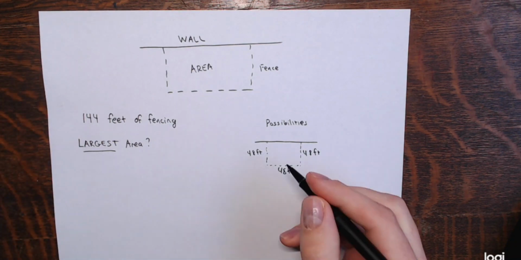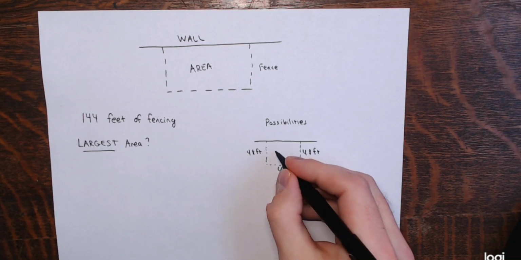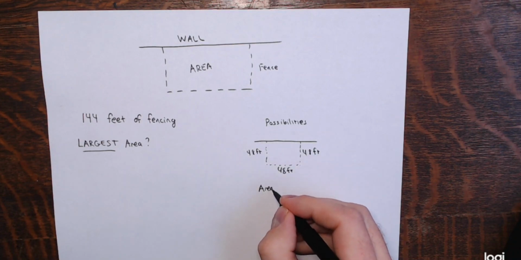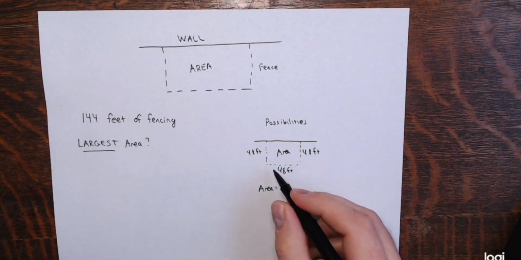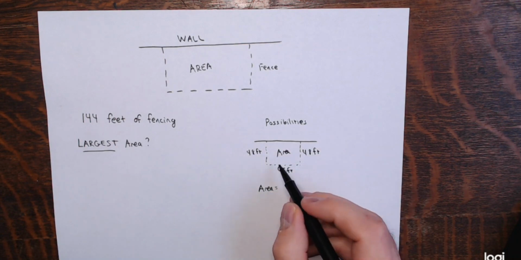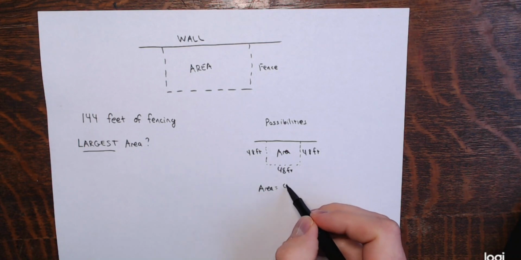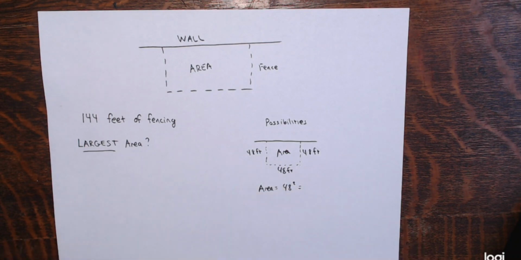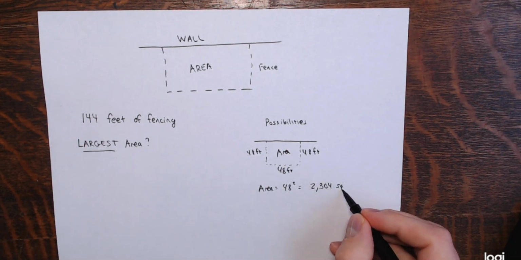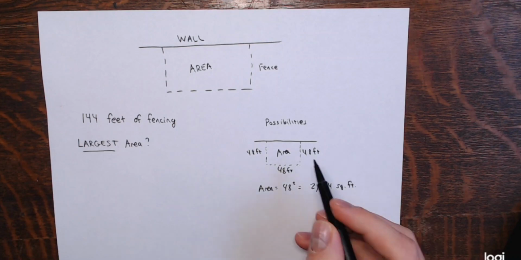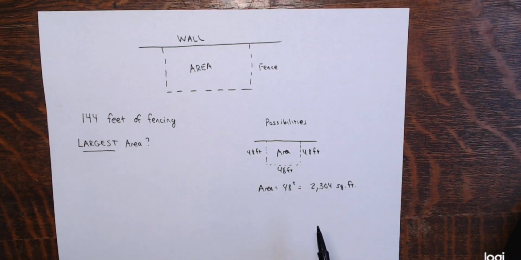And then, you know, the area, right, this area here would be just, remember a rectangle, it's just length times width, so that'd be 48 squared. Right, and 48 squared, just kind of have a calculator off to my side here, is 2,304, and that would be square feet. Square feet. So, I mean, that's one possibility.